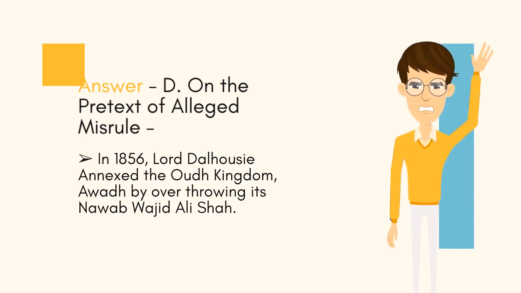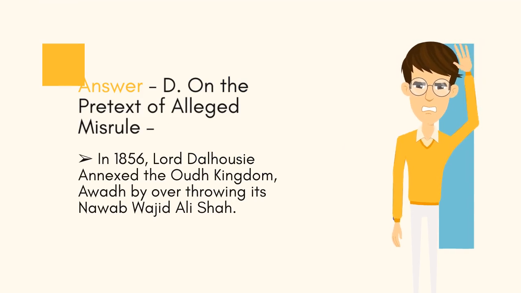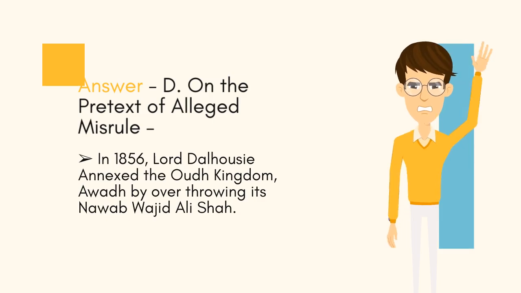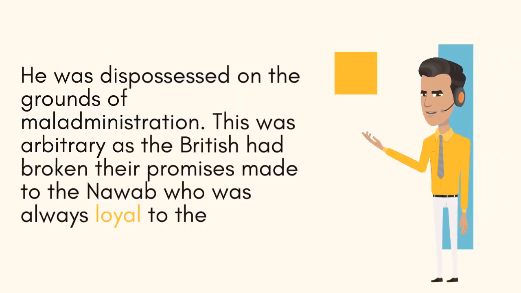In 1856, Lord Dalhousie annexed the Oudh Kingdom, Awadh, by overthrowing its Nawab. He was dispossessed on the grounds of maladministration. This was arbitrary as the British had broken their promises made to the Nawab, who was always loyal to them.